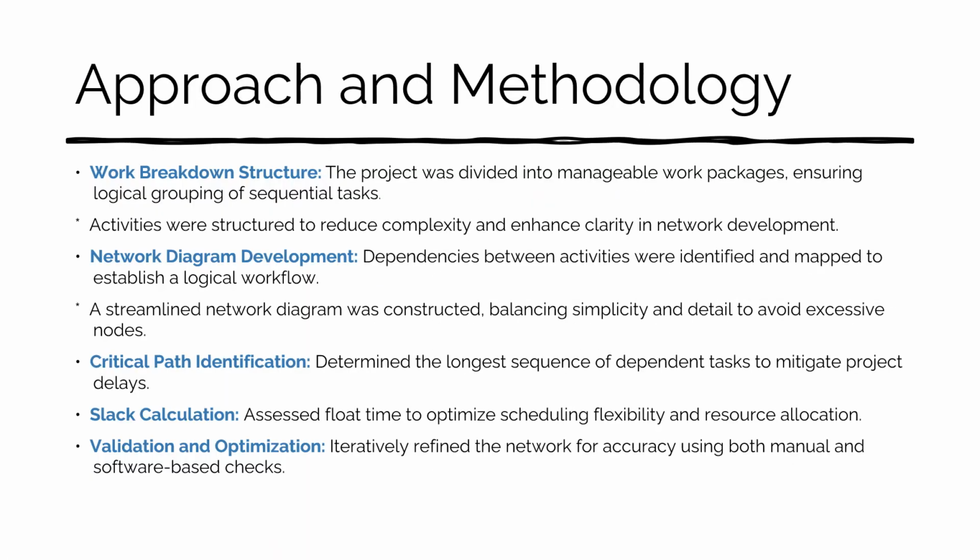Our approach to creating a network diagram is we had the work breakdown structure from a previous presentation. We took that to create our activities from the work packages there. We wanted to make sure we balanced simplicity, but also had enough detail that would be necessary in the construction of a vessel. We use the critical path to identify which of these activities would be detrimental to the project as a whole. If we were to delay it, it would delay the project. And then we also calculate the slack, where we have a little bit of flexibility in our scheduling of these activities. To validate this, we used a variety of techniques for accuracy, both manual and software-based checks.